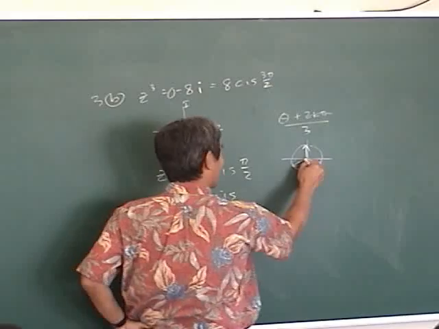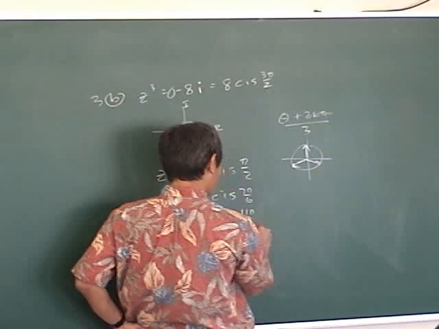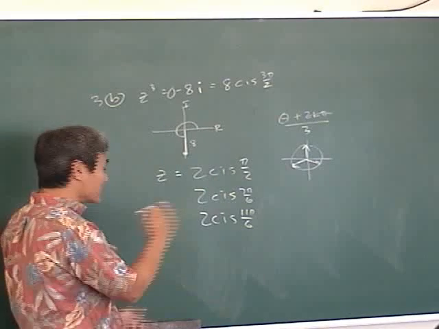Okay, so what's this one going to be? 7 pi over 6. And what's that one going to be? 11 pi over 6. You don't need to use the formula anymore because you know they're equally spaced.